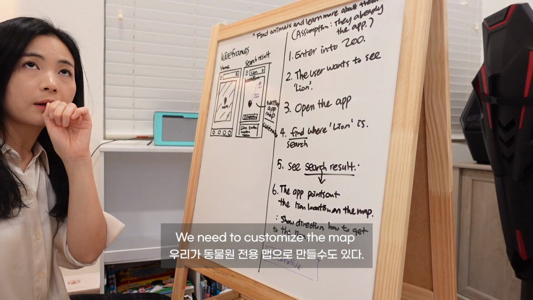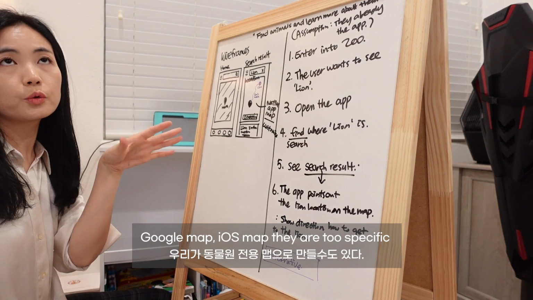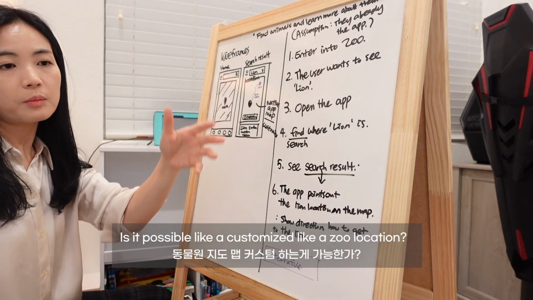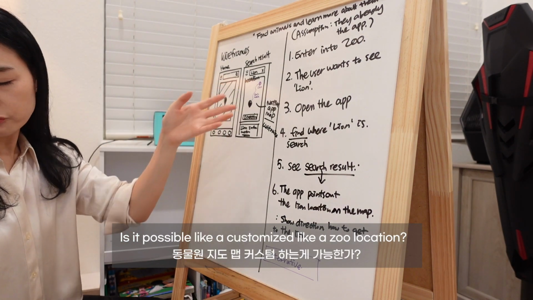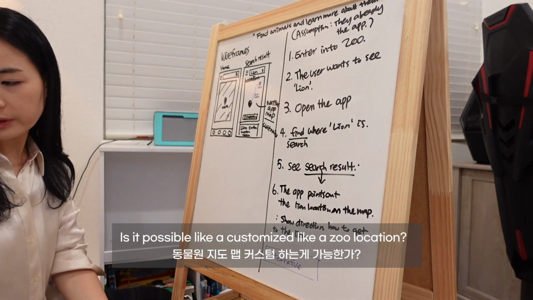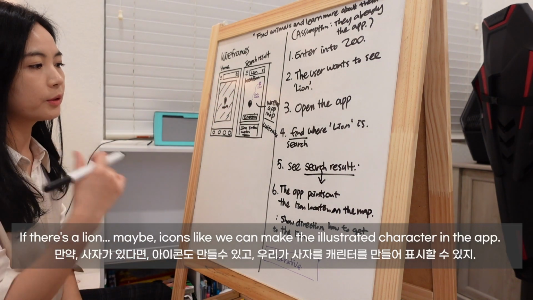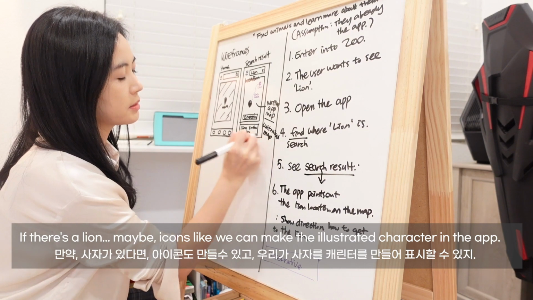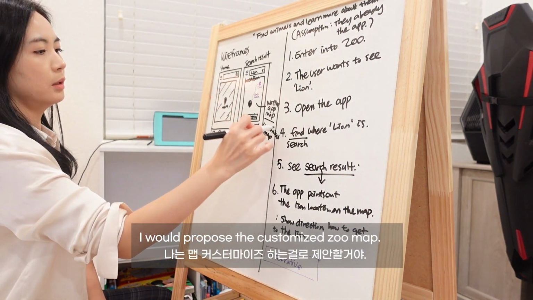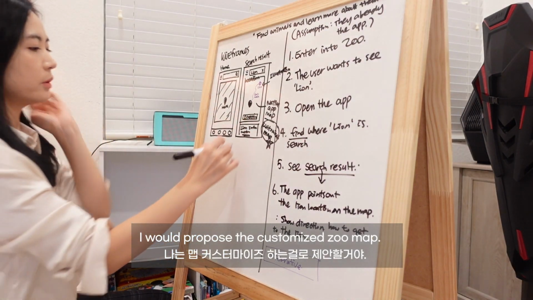Is it possible to customize it like a zoo location? If there's a lion, maybe we can make icons, we can make illustrated characters in the app. So I would probably propose that we customize the zoo map here. Okay. And the lion information.